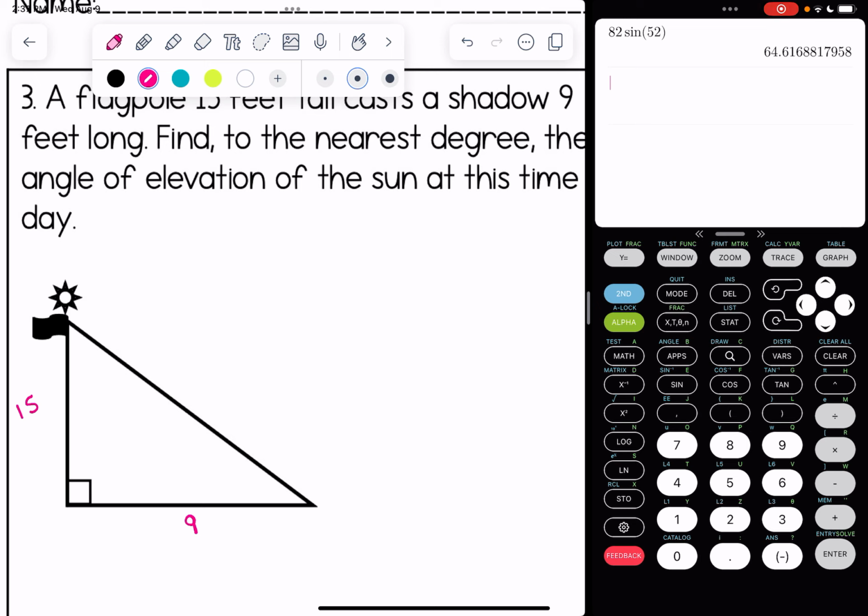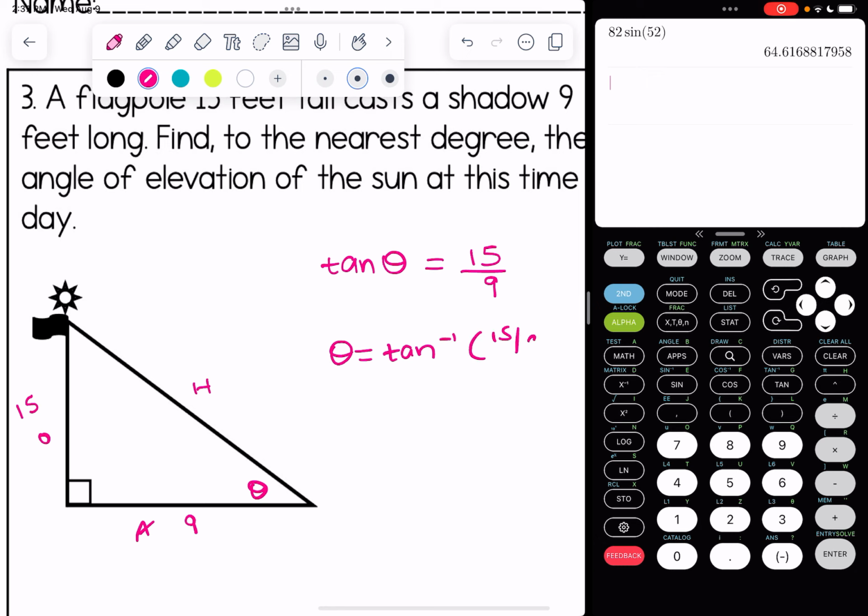And find to the nearest degree the angle of elevation we talked about before, where that's located from the horizon, the horizontal going upward. All right, so now we're going to label our triangle, opposite, adjacent, hypotenuse, and we're going to pick our trig function. This is a tangent problem. So tangent of theta is 15 over 9. Since we are looking for an angle, we are going to use our inverse operation. So second tangent, 15 over 9. And we are looking to the nearest degree. So this is going to give us theta is 59 degrees as our answer.